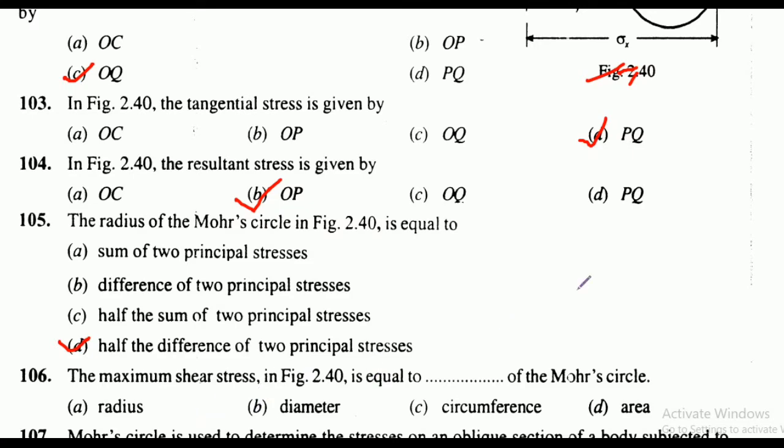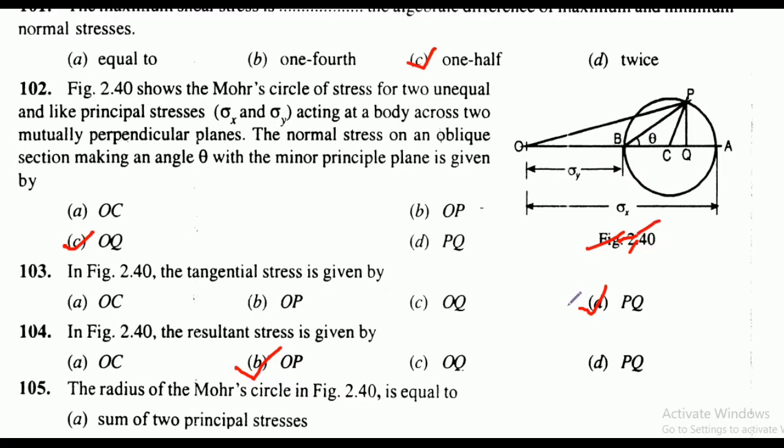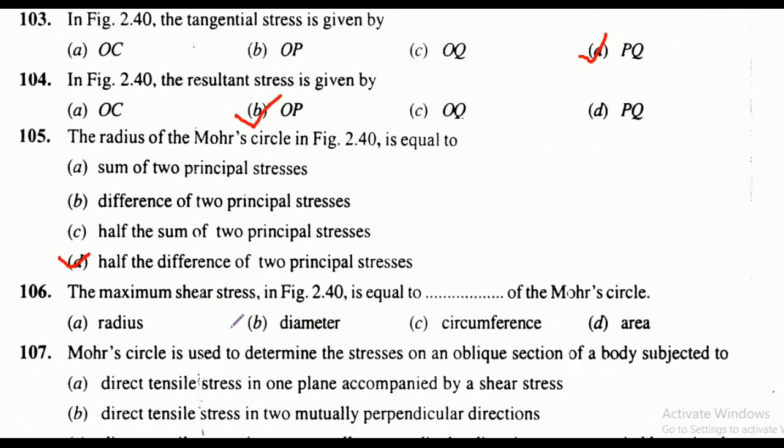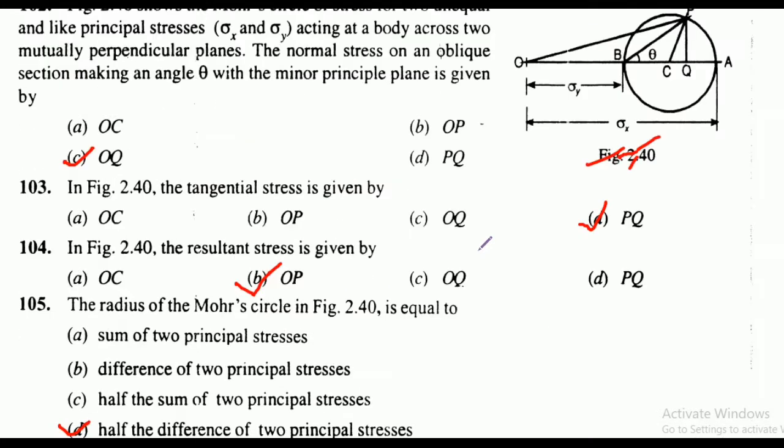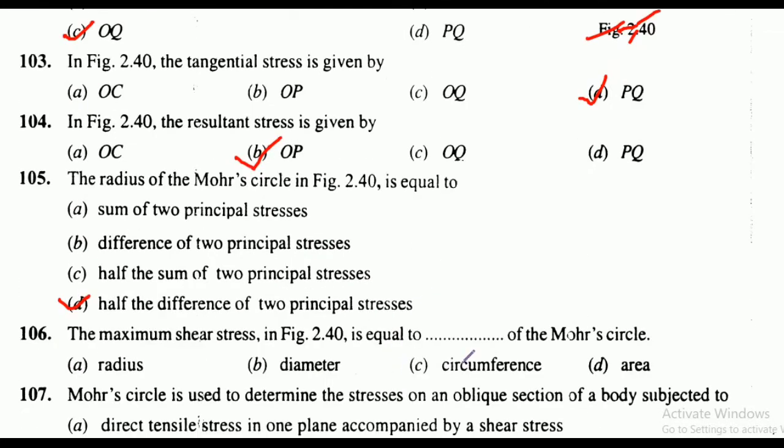Next is again for this figure friends, the question is the maximum shear stress in this figure is equal to dash of the Mohr circle. Options are radius, diameter, circumference, area. So here friends, the correct answer is option A, that is radius.